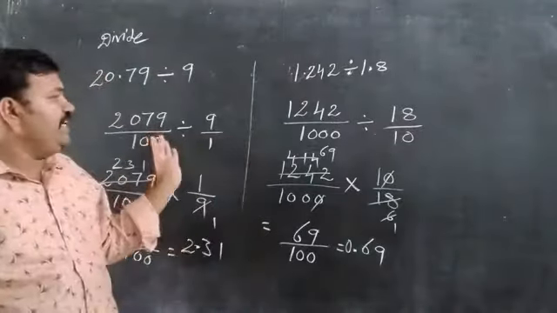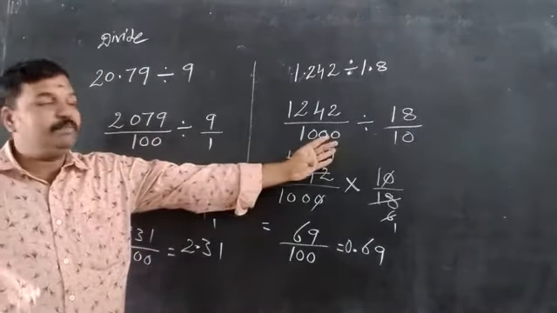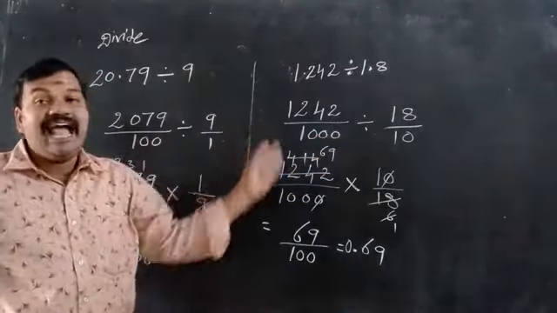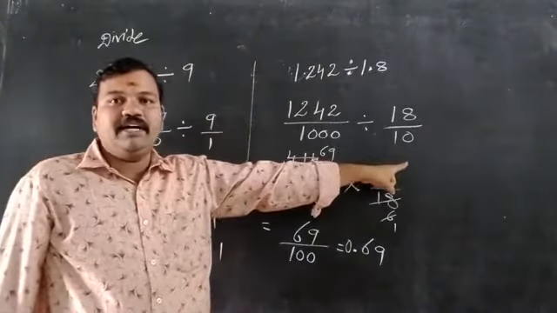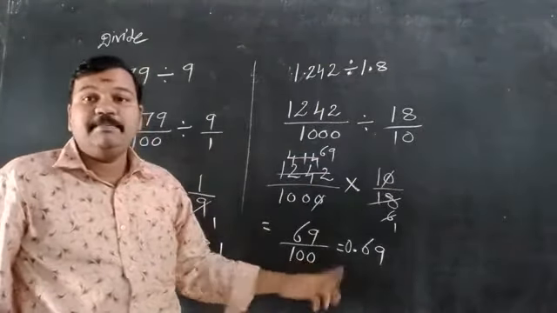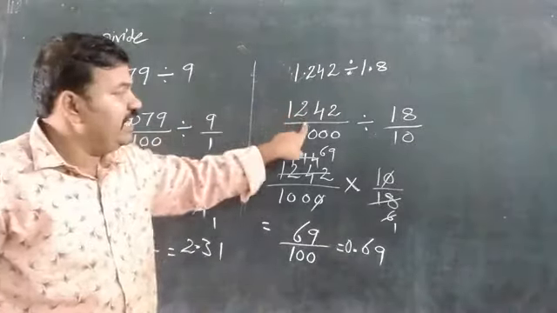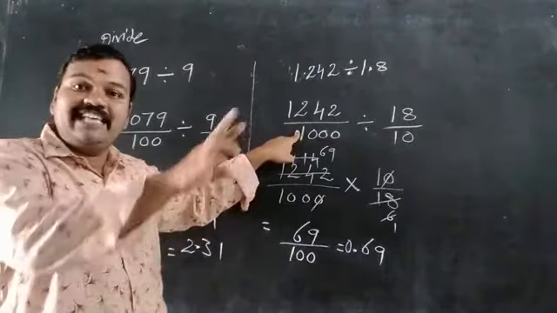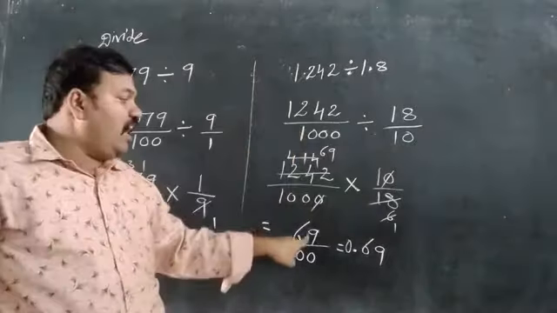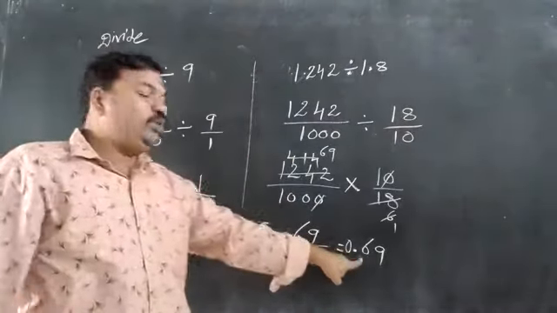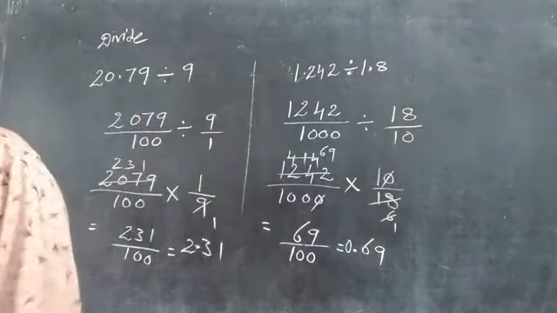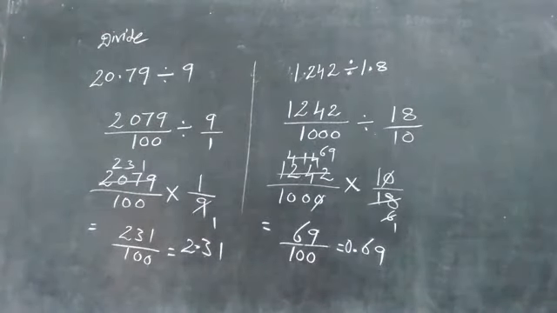Division formation is changing decimal form to fraction form, and then taking the reciprocal. Finally after cancellation, make the answer decimal again. Decimal to fraction, reciprocal, cancellations, answer will come. Again we have to go to the decimal form. This is about the fractions chapter.